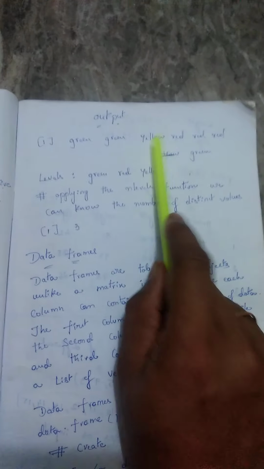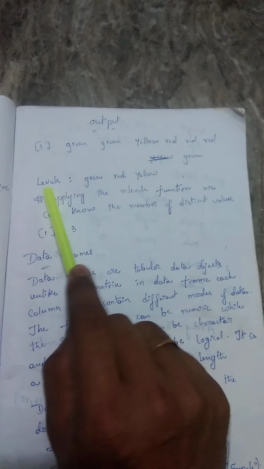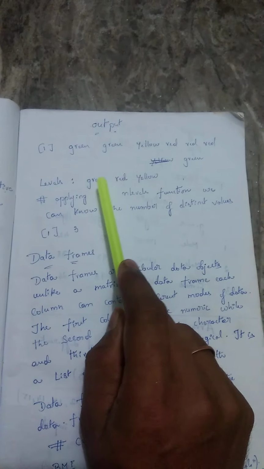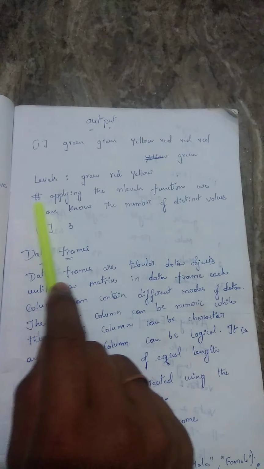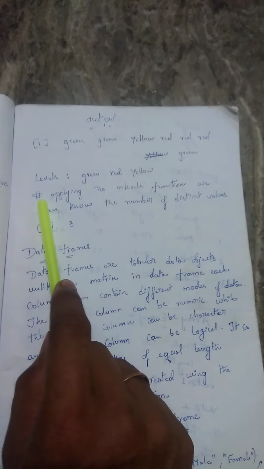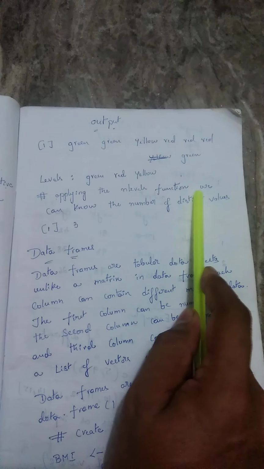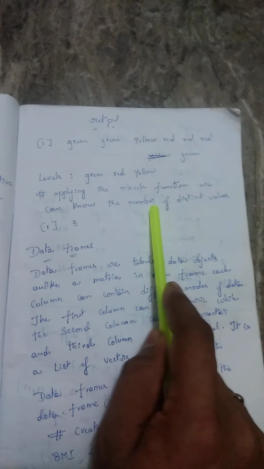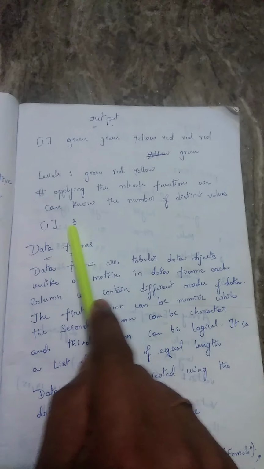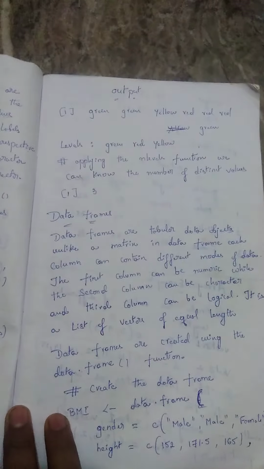Okay, coming to the output: green, green, yellow, red, red, red, green. How many levels? Green, red, yellow. It means 1, 2, 3. Three levels are there. The hash symbol represents the comment statement. Applying the nlevels function, we can know the number of distinct values, nothing but 3 levels.